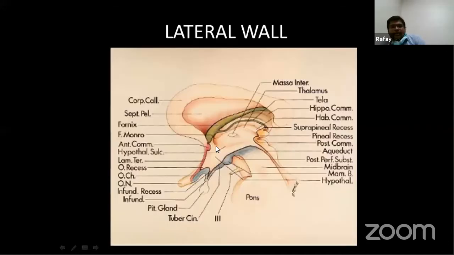Now, the last is the lateral wall. It is basically hidden behind the cortical surfaces, and it is formed by the thalamus and the hypothalamus, separated by the hypothalamic sulcus. The two thalami, as we have already discussed, are connected with the band of fibers called the massa intermedia or the internal thalamic adhesion.